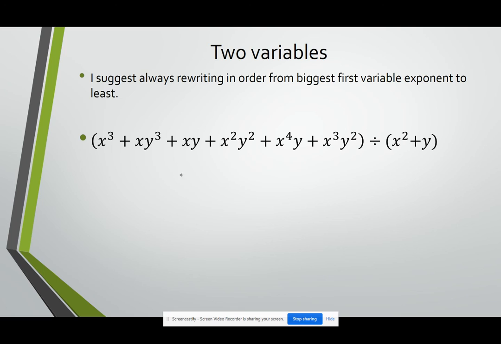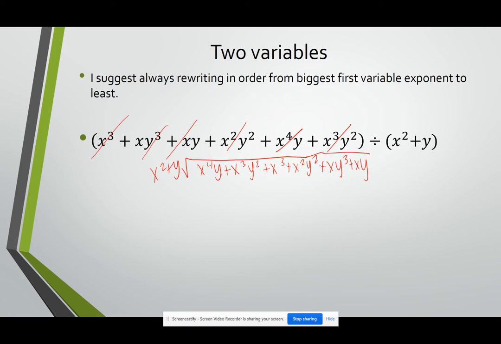So we'll rewrite these. And we'll get x to the fourth y plus, I'm going to do the x to the third y squared because yes, these are both x to the third, but this one's a bigger degree. Does it matter? No, but that's my preference. Plus x squared y squared. And I cross them out to make sure I have them all. Xy to the third plus xy. Good. And I'm dividing it by x squared plus y.